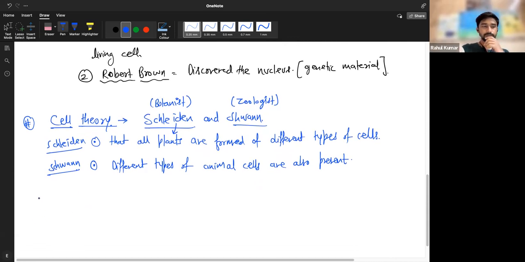Now write down. Schleiden and Schwann together formulated the cell theory, which says that the bodies of plants and animals are composed of small compartments called cells. Okay. Do you understand the cell theory?